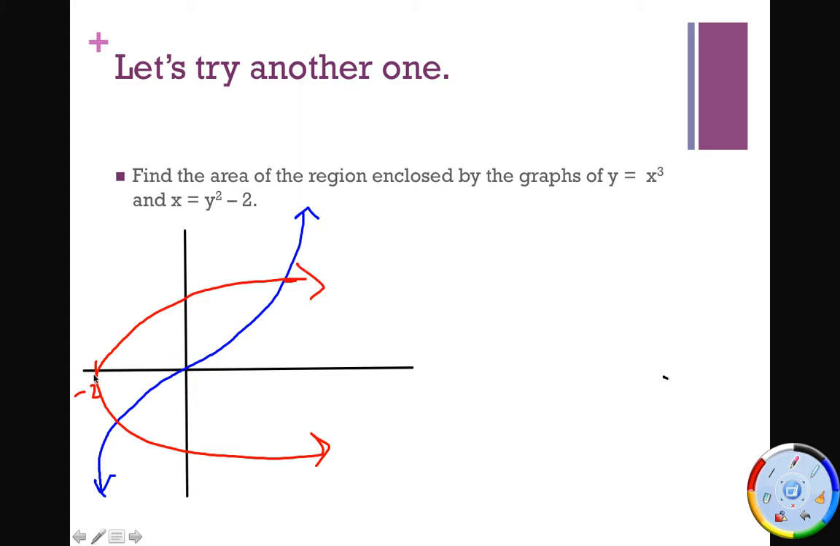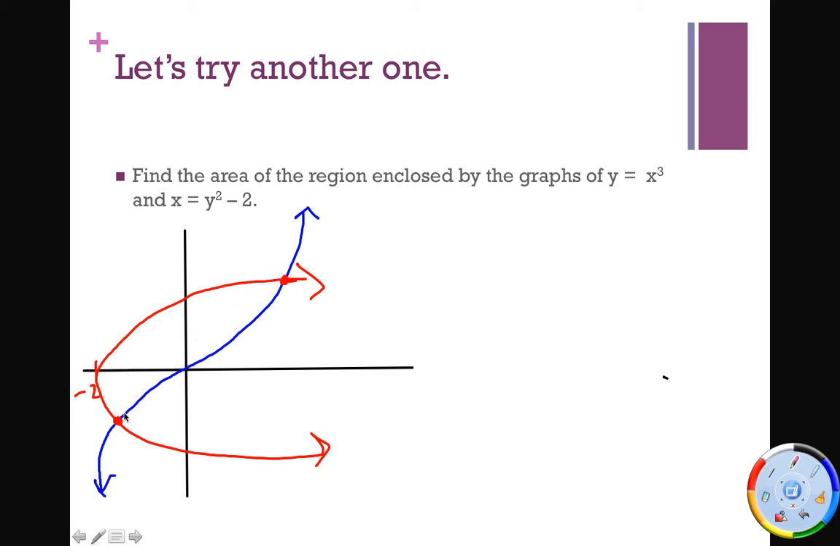And my vertex is down here at -2 on the x-axis, not on the y-axis. Now that's actually pretty simple, but now we have some issues. What are we going to do? We do have 2 intersection points, but if I wanted to find the area between these 2 curves, I'm looking for this area between here.